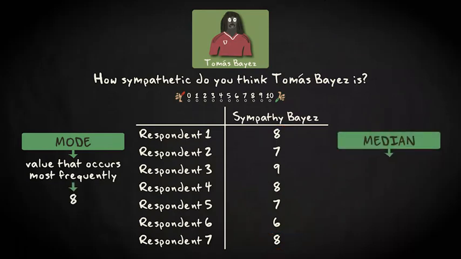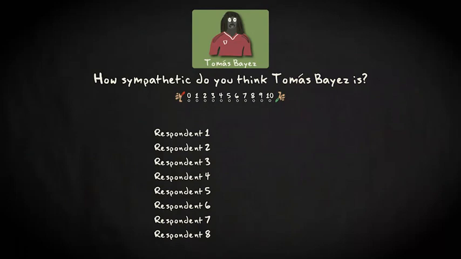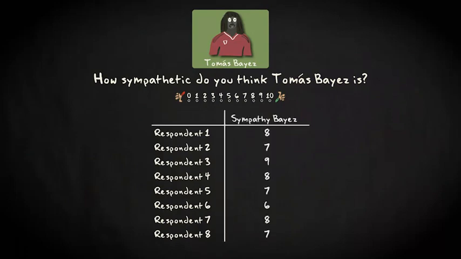To compute the median, we first have to order all values from low to high. This is the result. Then we have to pick the middle value. So the median is 8. It is slightly more complicated if we have an even number of cases instead of an odd number of cases. Imagine we haven't asked 7, but 8 people what they think of Tomás Bayés. This is the data matrix.